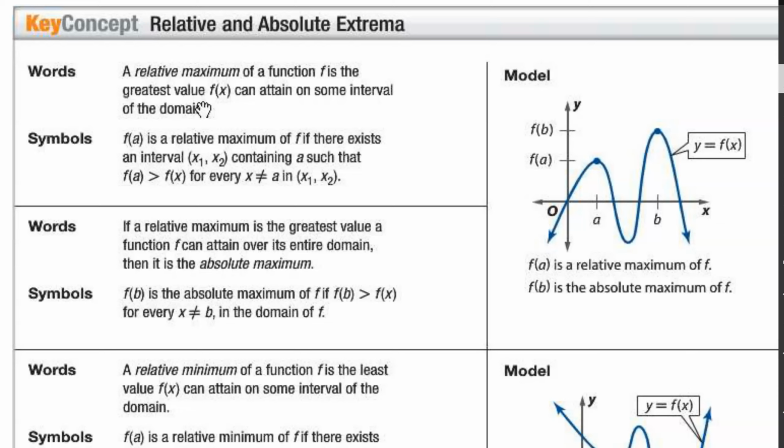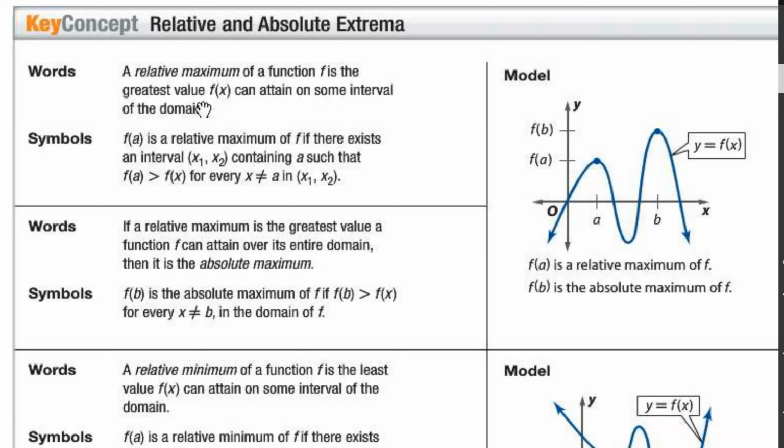So notice that the arrows go down forever. So A is a relative. If I was just looking between these, B would be a relative, but secretly we know B is actually an absolute. It's the highest one of all of the graph. You only can have one absolute. You can have many relative mins depending on where you're looking on your interval.